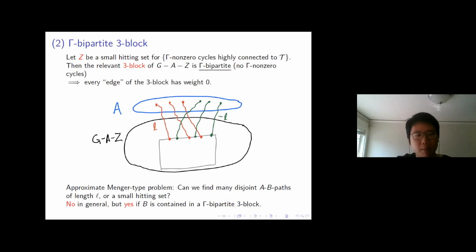The same construction that we had before for, say, the integers mod 6, the same counterexample works when we take one side to be A and the other side to be B. A very similar kind of construction works in this case. But actually, it turns out that you can do this. So this holds if one of the vertex sets, so if B is contained in some bipartite 3 block, then this is enough to make this approximate Menger type result hold.